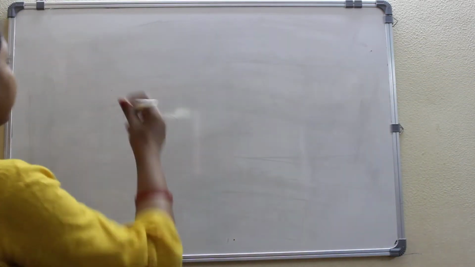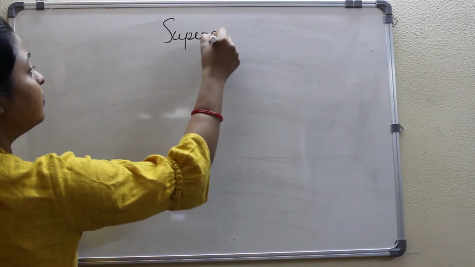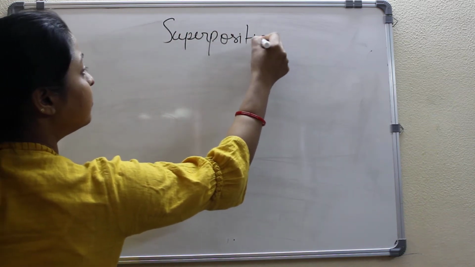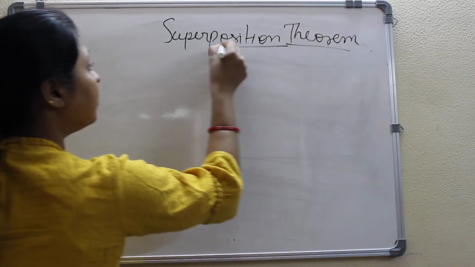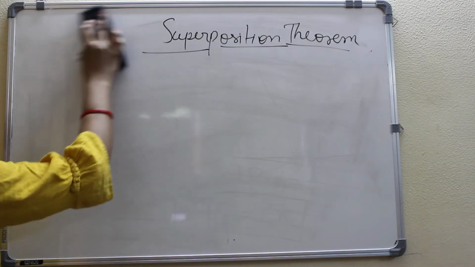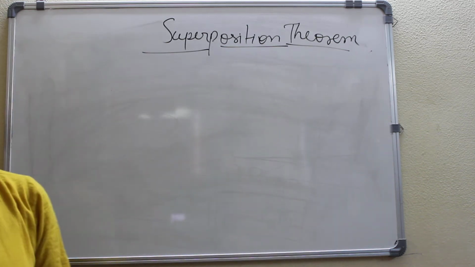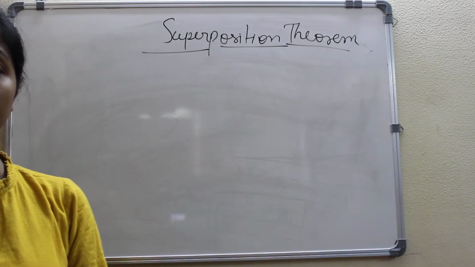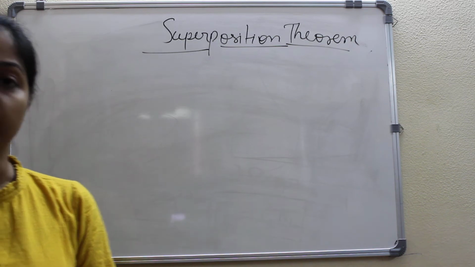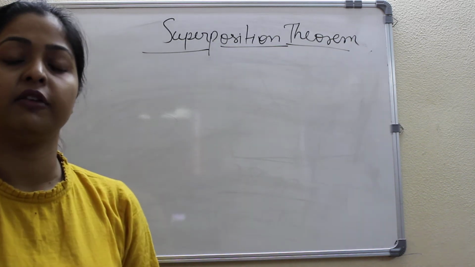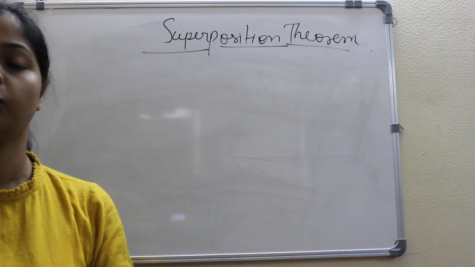So now we start the next theorem, that is the superposition theorem. First of all, as I have given the definition of theorem, theorems are a pre-designed set of rules that are applied on some specific type of circuits. If the circuit follows the requirement, if the circuit allows this theorem to be applied on it, then only we can apply the theorem.